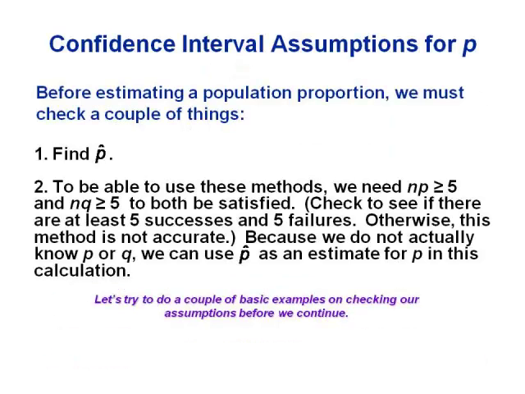Before we talk about how to actually calculate these confidence intervals, there are some things that you need to check to make sure that the calculation will be accurate. The methods that we use are only accurate under certain conditions. So you need to find the p-hat. Sometimes you'll have to calculate that, sometimes it will be given. And then you're going to use that as an estimate for the population.